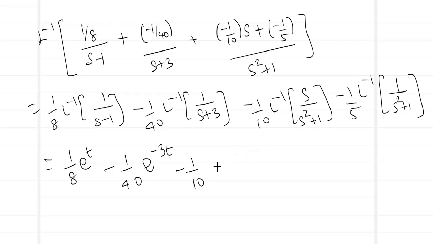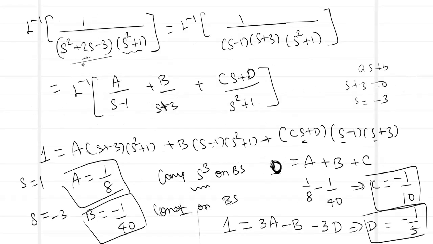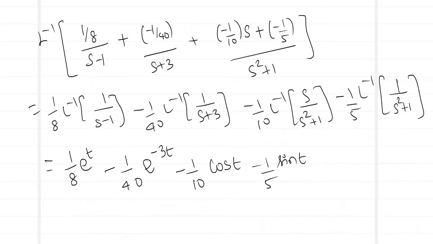S means it has to be cos. What is the constant? 1t. So minus 1 by 10 cos t. Then minus 1 by 5. Since it is a constant, this is going to be sine, and sine 1t. Numerator is also balanced, so I can directly write my answer to be equal to sine t. So this completes the Laplace inverse of the expression 1 by s square plus 2s minus 3 into s square plus 1. Thank you.